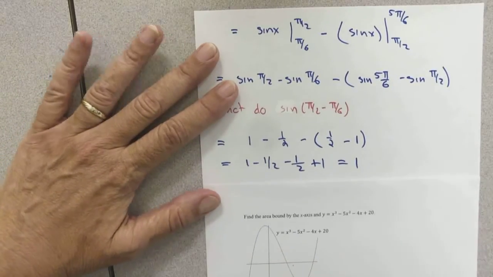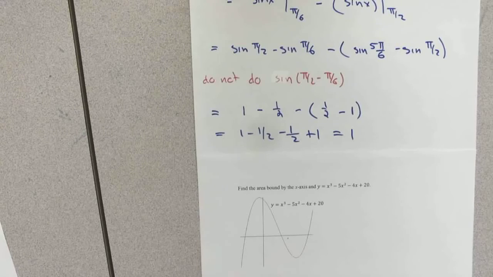Okay, next problem. Find the area bound by the x-axis and y equal x cubed minus 5x squared plus 4x plus 20. I have given you the graph. Now, sometimes in the homework you'll be given graphs, sometimes you will not be given graphs. I don't care how you come up with the graphs. No one is expecting you to do all those graphing techniques we did in Chapter 4. It is perfectly fine to use your graphing calculator to give you a graph. Go and use Desmos on the web, get a graph, perfectly fine.